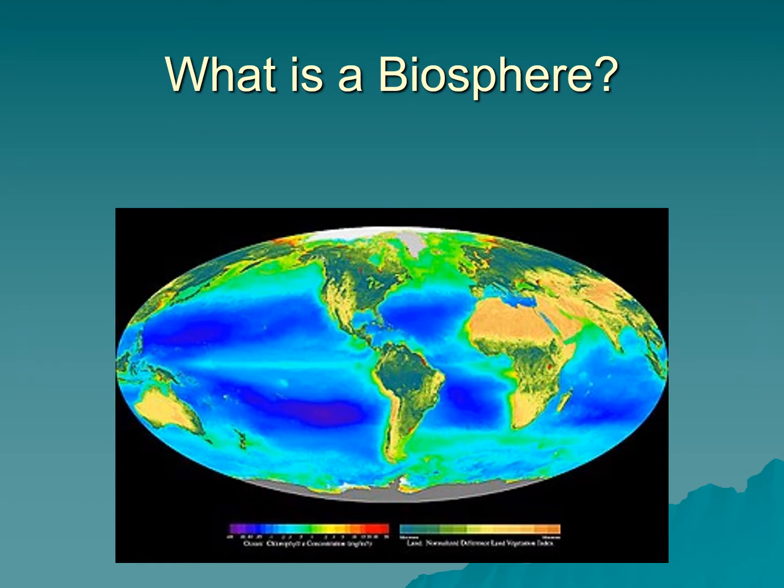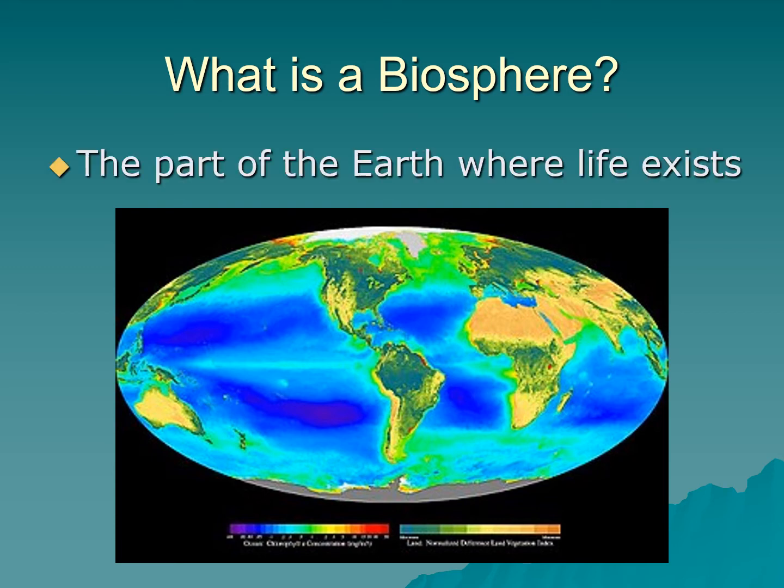Back to what is the biosphere. So the biosphere is the part of the earth where life exists. So if you look at our planet, it's actually a very narrow layer on the outside of the earth where life exists. It's this tiny, tiny little bubble, basically, of life.